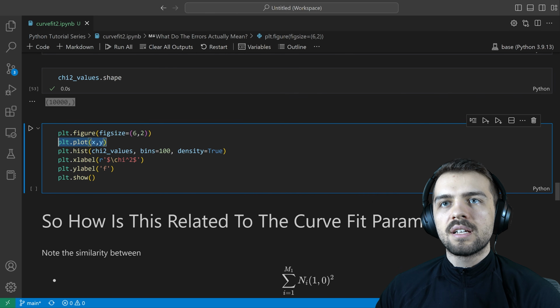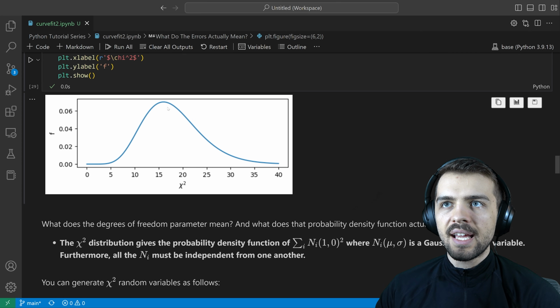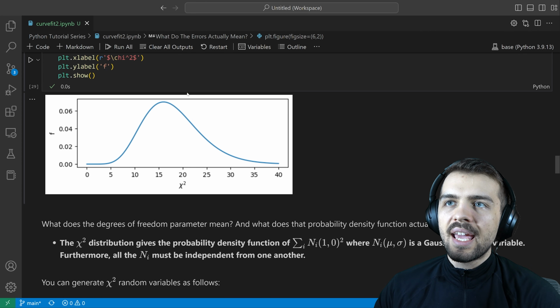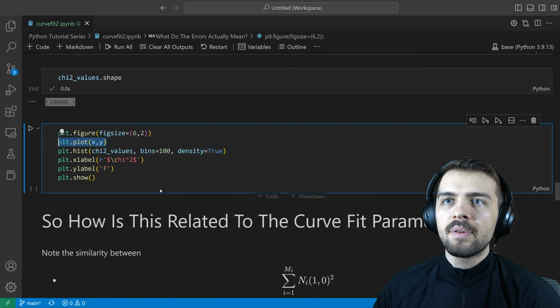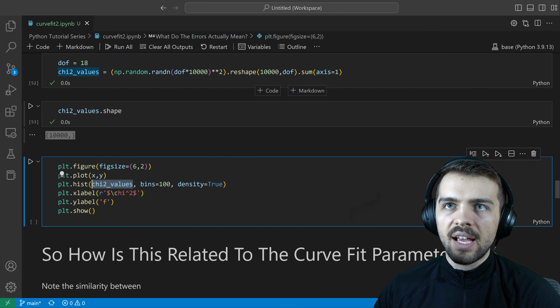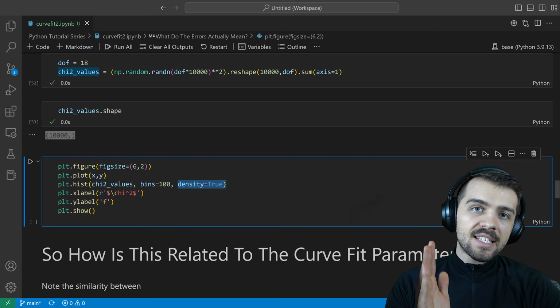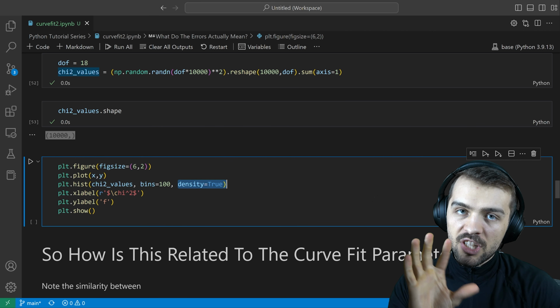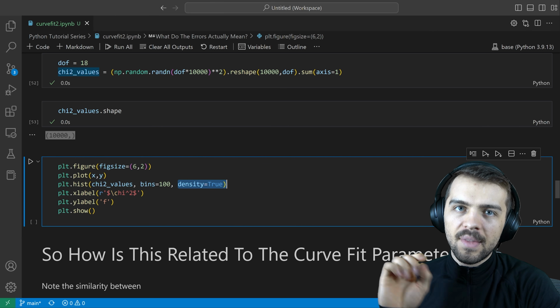So for that, I plot x, y. I'm going to plot the probability density function here. Then I'm going to make a histogram of values over top of this. Now the way to do that is to make a histogram of the chi-squared values that I have in this array, 100 bins, and I'm going to use a density plot. And what the density plot does is it ensures that the sum of all the bins of the histogram equals 1.